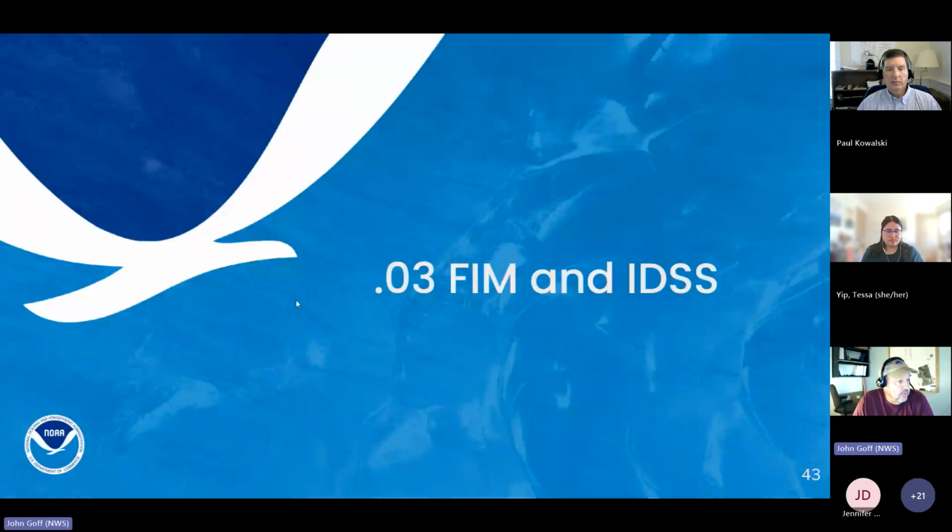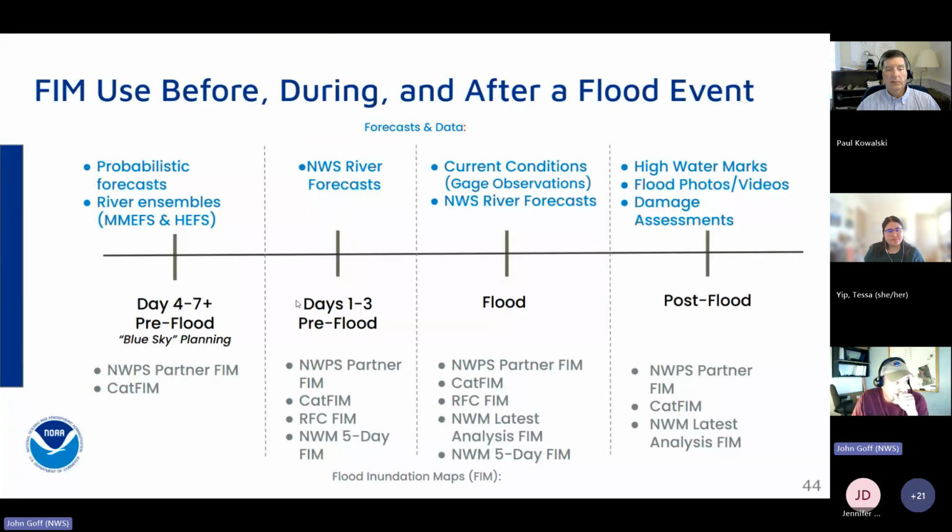So finally, as I get toward the end, let's talk about flood inundation mapping and decision support services. How do we envision this? How do we envision talking about this with your groups and emergency planners and public safety officials in the state? This is kind of a timeline I like to use. This is kind of from the left far out all the way through the event and after the event.